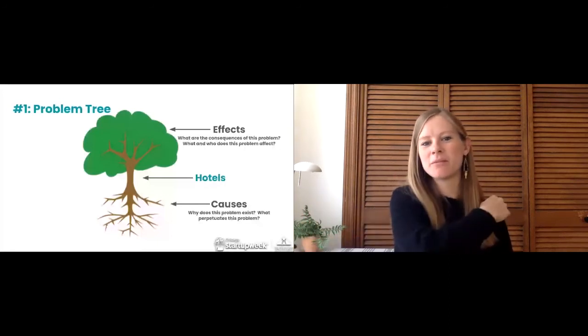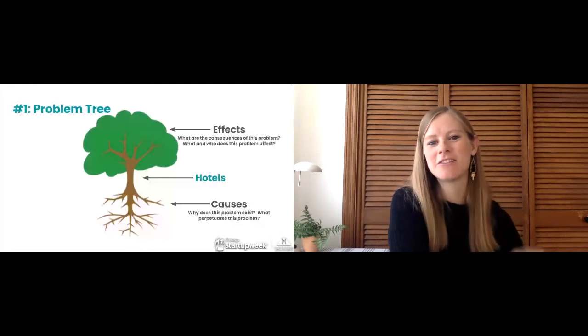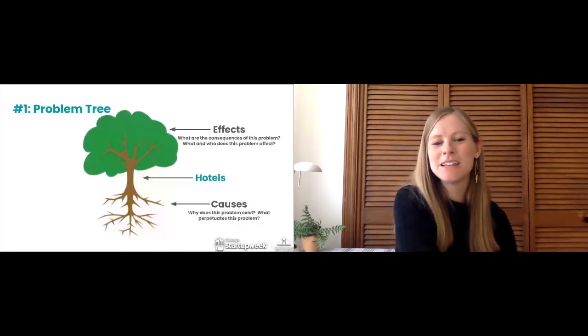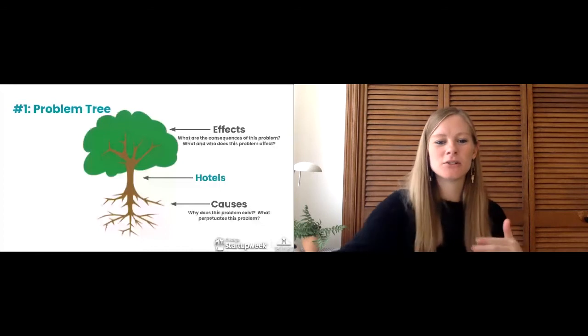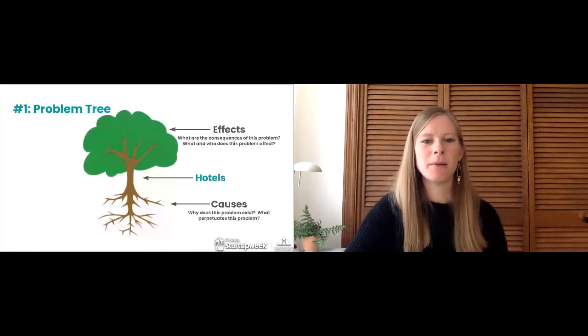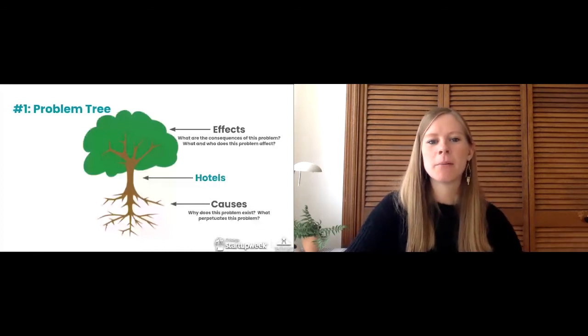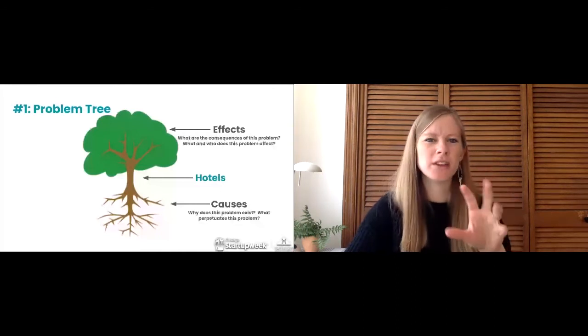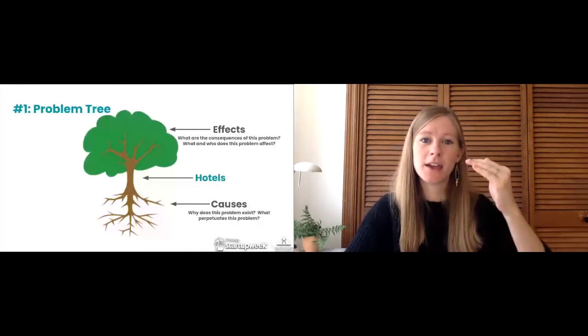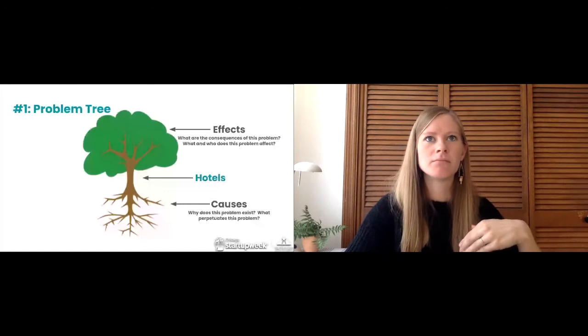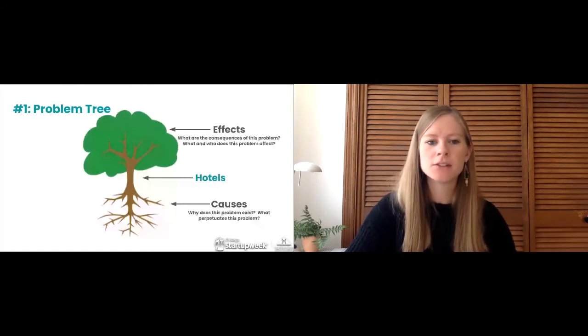So what are the consequences of hotels, meaning because hotels are a certain way, how do people feel about that? And then what and who does this problem affect? So this is a more unique spin on a problem tree. I know it doesn't quite make as much sense as maybe a grand challenge problem as your trunk, but this is another way of breaking it down, right?